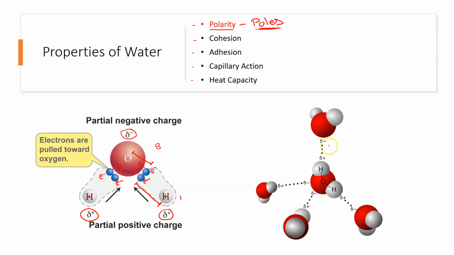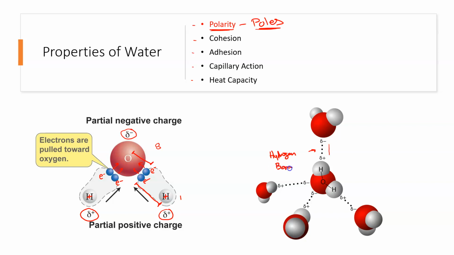Creating a bond between those two poles, because opposites attract. A slightly positive pole is going to attract to a slightly negative one, slightly positive attracts to slightly negative, and it's the polarity of the water molecule that creates the uneven distribution of charges that results in the hydrogen bonding. Every single one of these little dotted lines is a hydrogen bond.